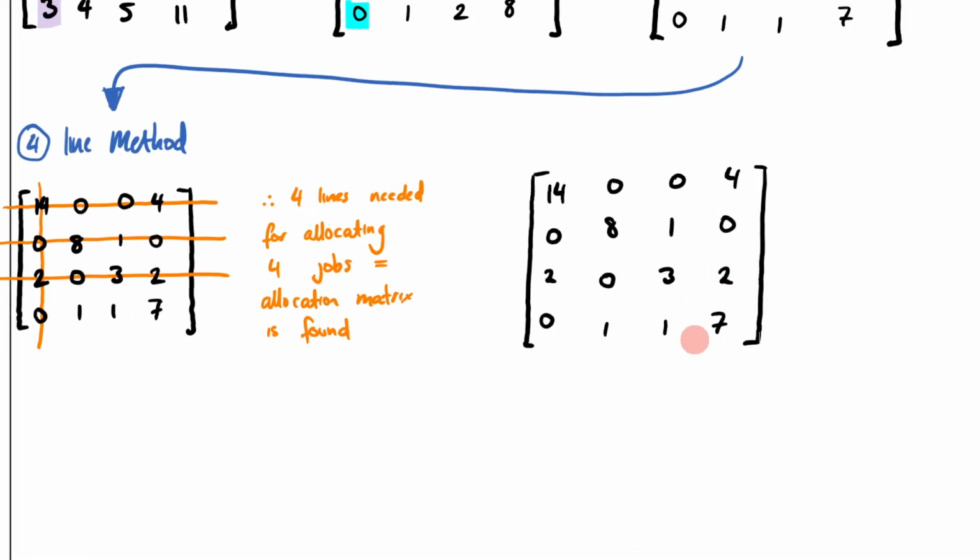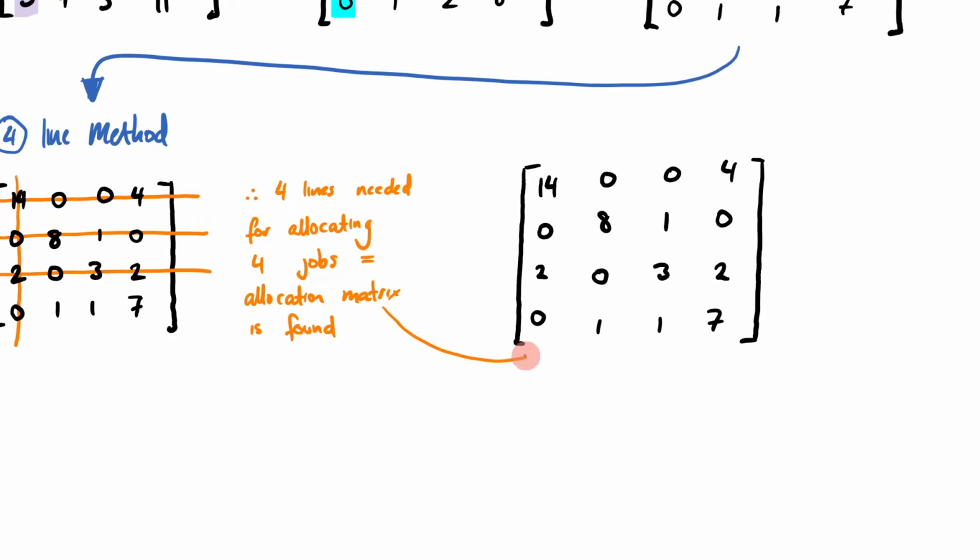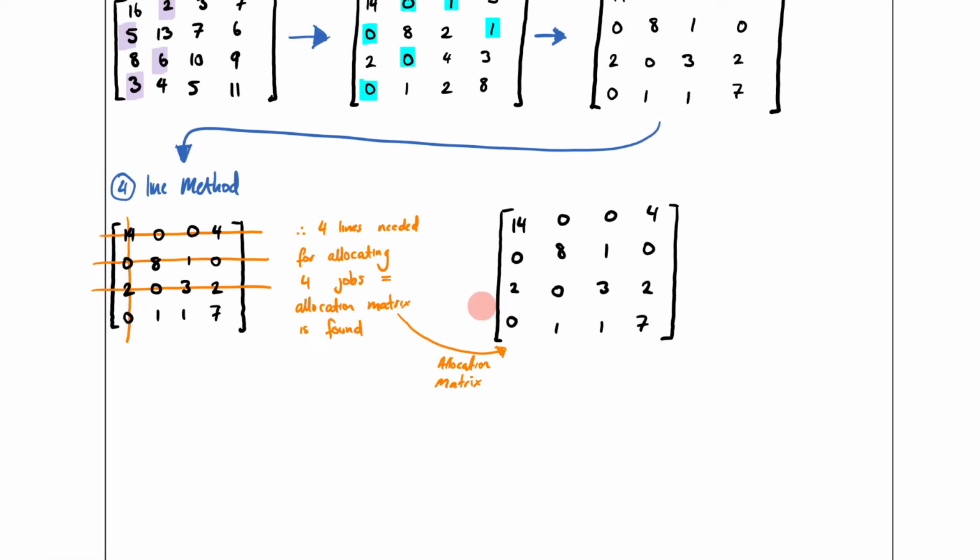This is my allocation matrix, people. This right here, this is the allocation matrix. This tells me who's going to get which job. Okay, how do we read off our allocation matrix? This is the way it should be read off.